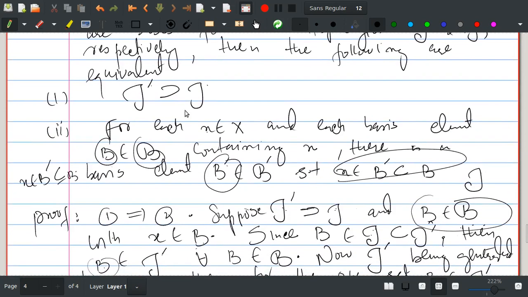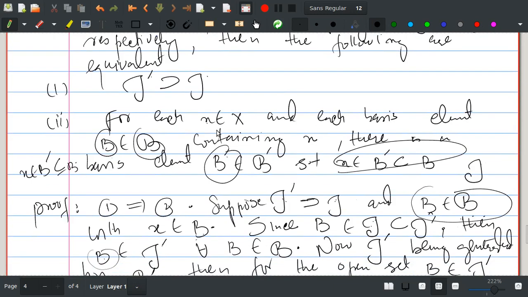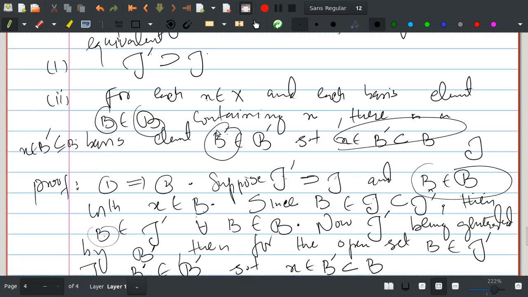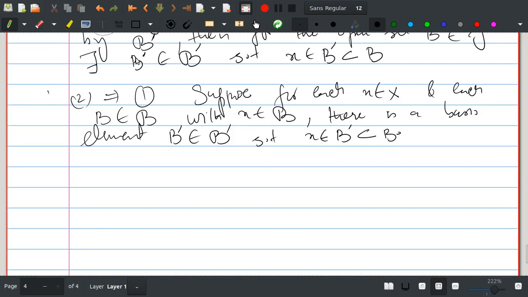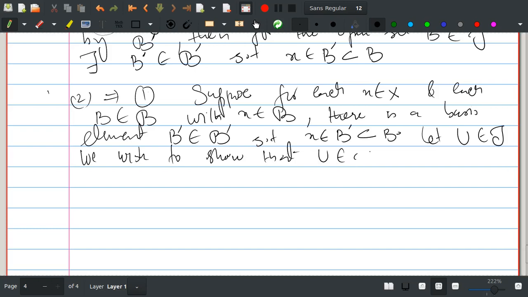I mean, we have to prove the topology T prime is finer than T. Now to show that, we are going to pick any open set here and we prove that set is open with respect to this topology as well. So let U belong to T, I mean U is open with respect to topology T. So we wish to show that U is in T prime as well. So this is what we want to prove.